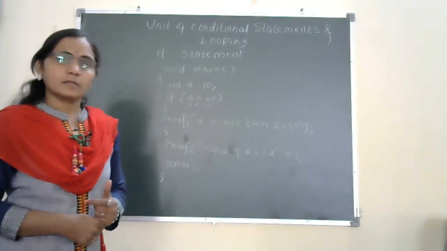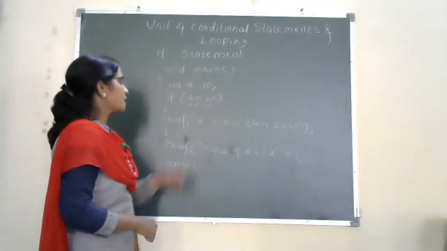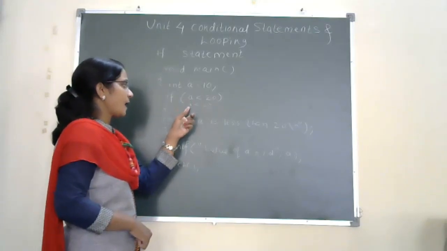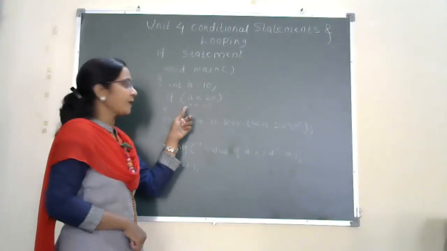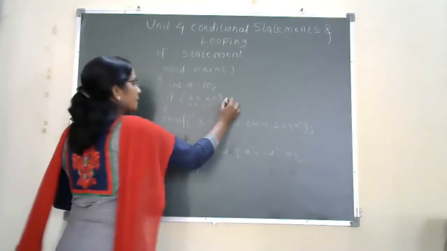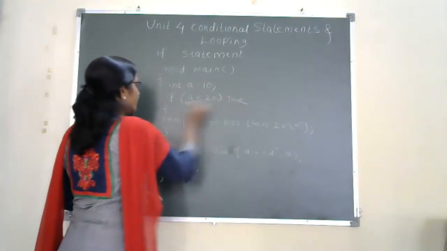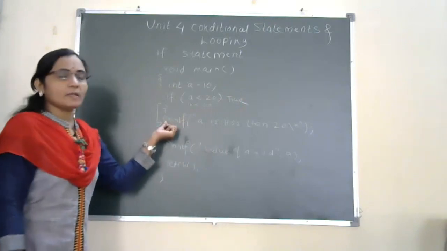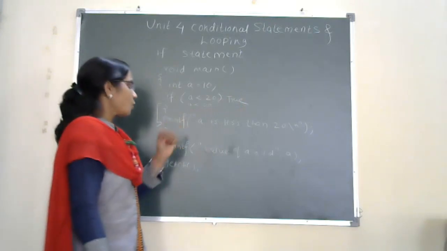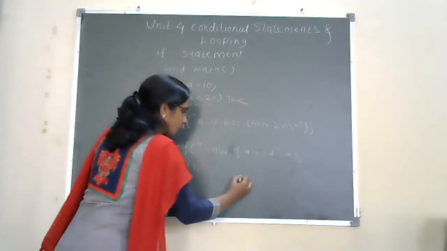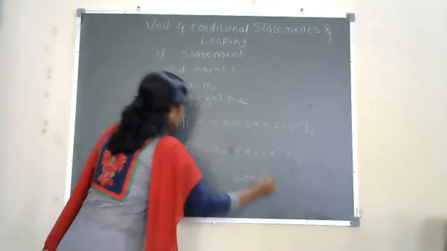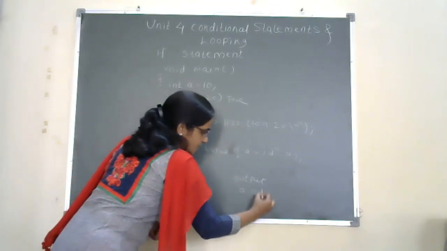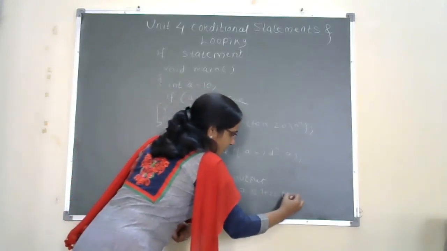True, ma'am. Yes, the condition becomes true because the value of a will be replaced here and that becomes 10, and 10 is less than 20. Here the condition becomes true, and if the condition becomes true then this statement will be evaluated. So what will be the output? The output is: a is less than 20.